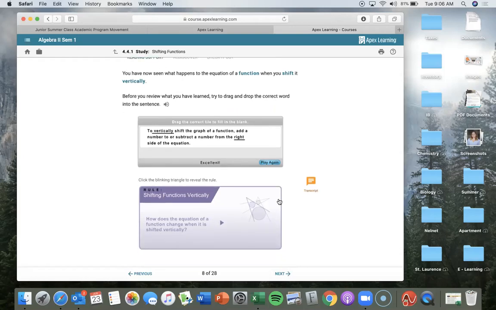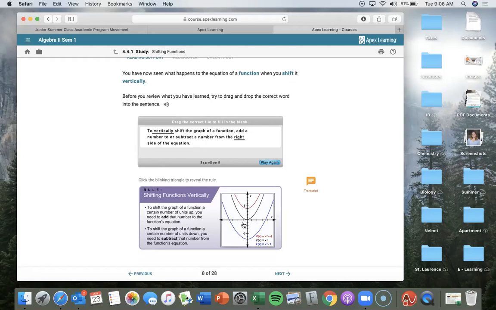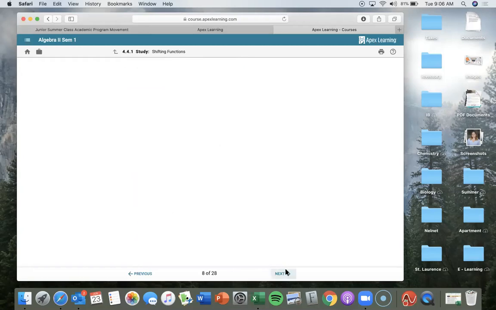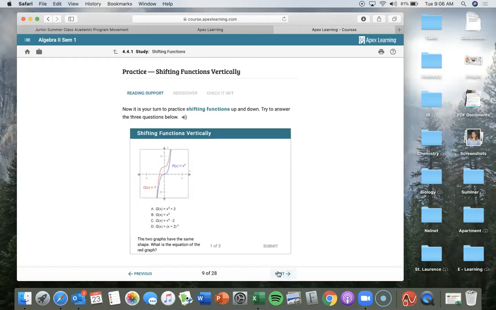And by right-hand side, we mean the side that deals with the x variable. So what does an equation do to shift a function? You have to add certain numbers or subtract certain numbers depending on if you want to go up or down. So if we want to go up, we just add numbers. Down, we subtract. And this is shifting functions vertically. There's an entire quiz just on shifting functions vertically.